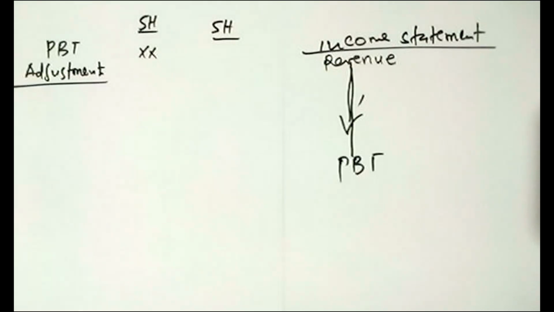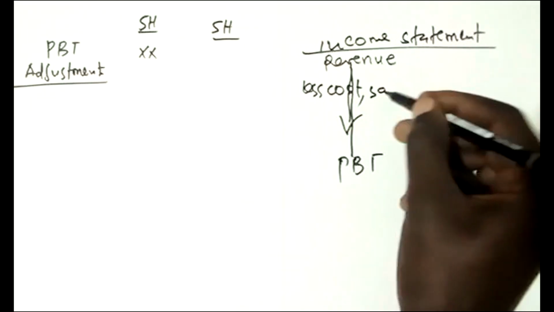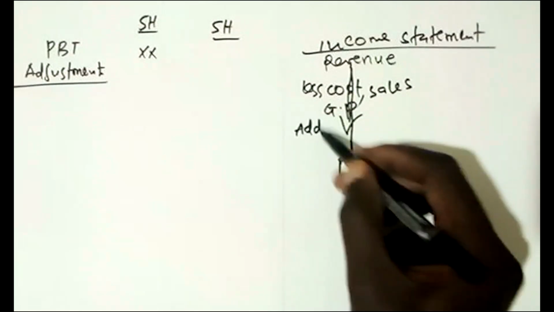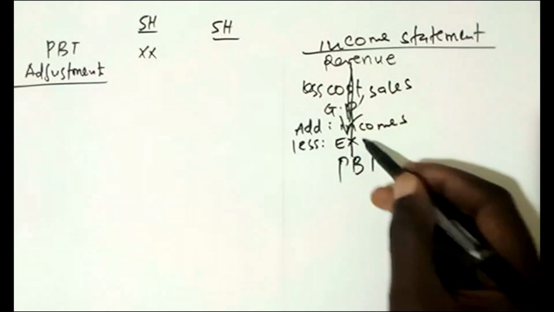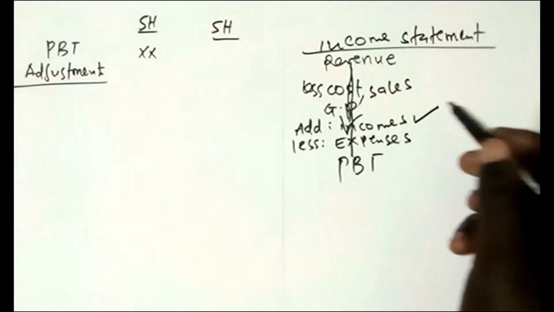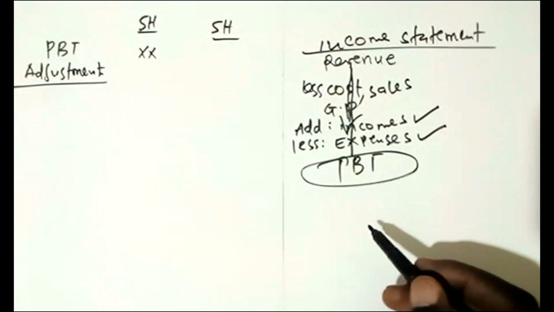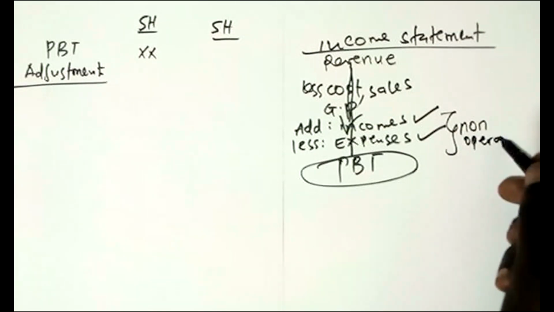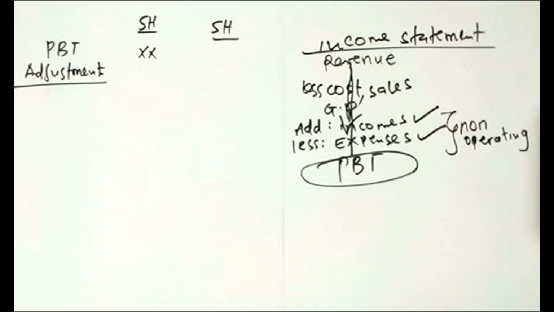So under the income statement, you know that we start from revenue. We subtract cost of sales. We get gross profit. We add some incomes and we subtract some expenses. So we have some incomes and expenses which were adjusted to get this profit before tax. And some of those expenses are non-operating, and some are operating. The ones which are non-operating are the ones which I adjust against my profit before tax.